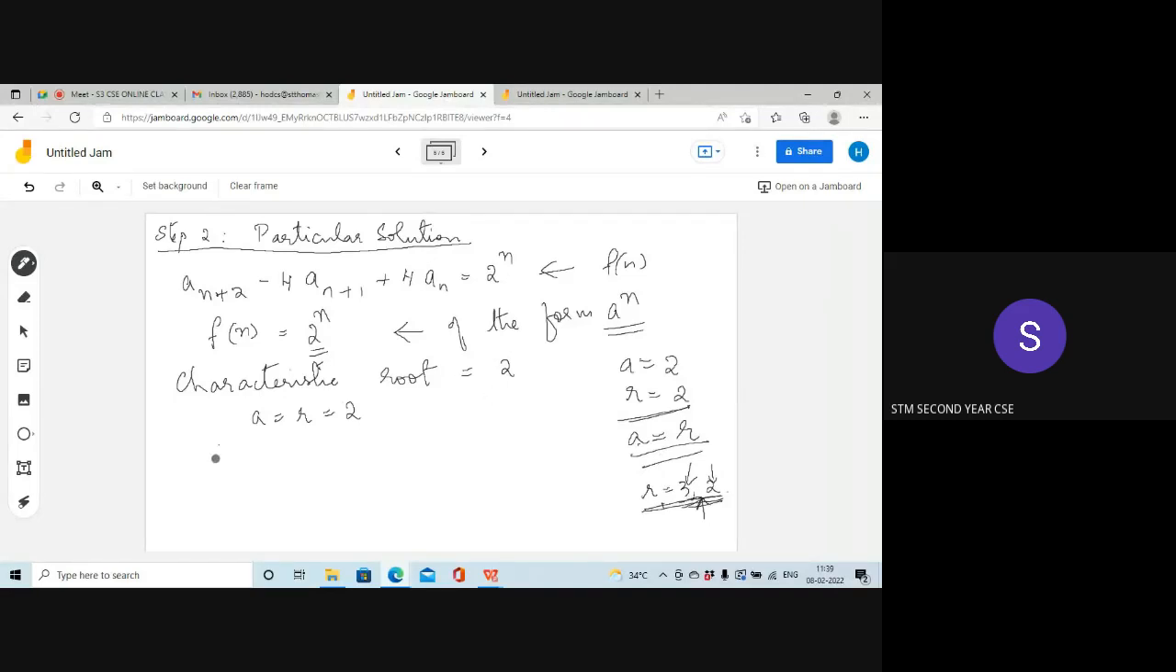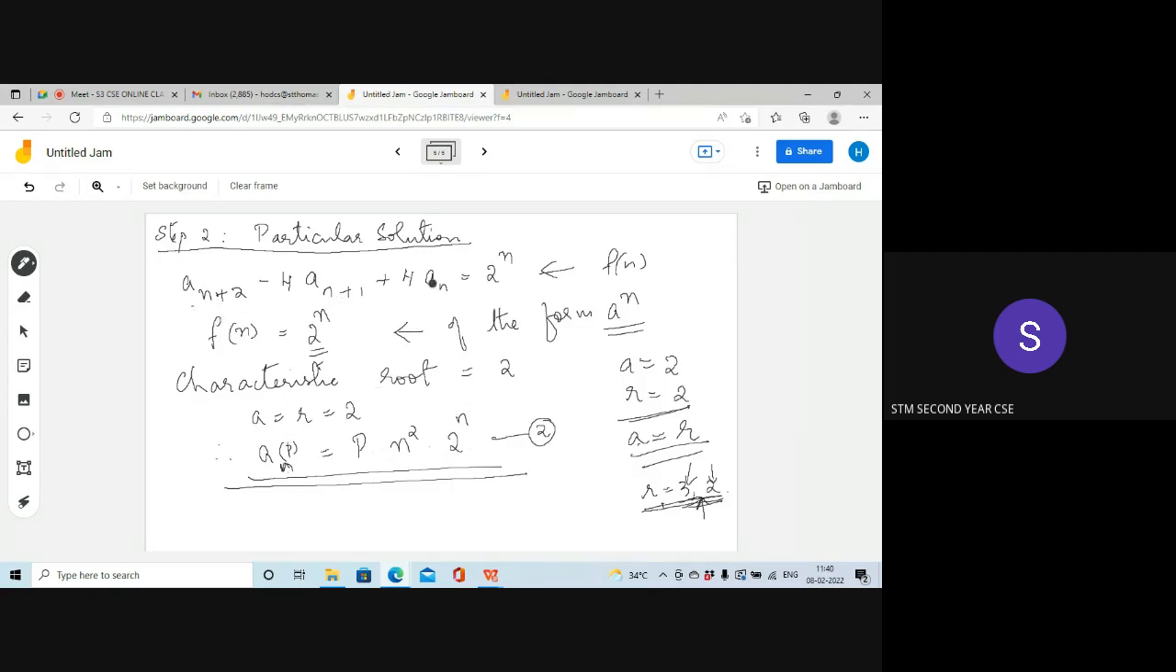Therefore, a n of p, that is the particular solution, is equal to constant p into n square into this function f of n, a raised to n. So this is the form of a particular solution. Now look at the right hand side. We have a n plus 2, a n plus 1 and a n. In this particular solution, we have the value of a n as p into n square into 2 raised to n. Next put n plus 1, then put n plus 2.